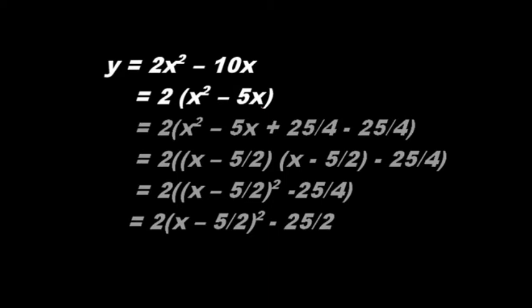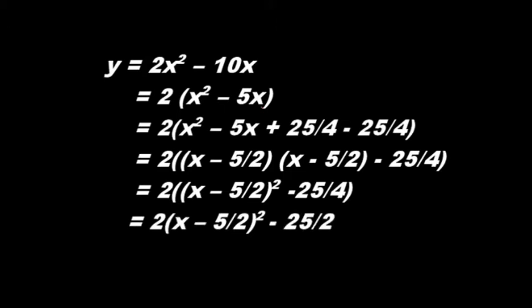and then we can complete the square on that, which leads to x squared minus 5x plus 25 upon 4 minus 25 upon 4. From this we can factorize the first three terms, leading to 2 brackets x minus 5 upon 2 squared minus 25 upon 2. The minimum value of the function is minus 25 upon 2, and this occurs when x is equal to 5 upon 2.